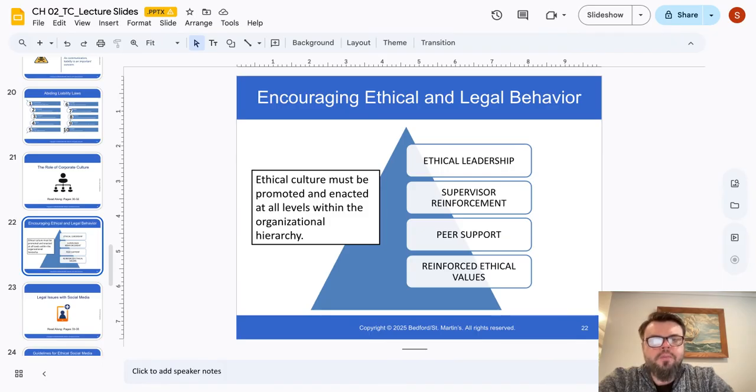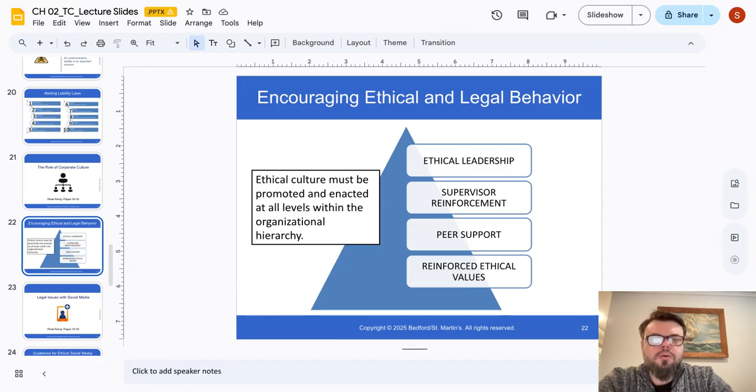At the base of the pyramid are reinforced ethical values, formal policies, codes of conduct, training, and communication that keep ethical expectations visible and consistent. The chapter's point is simple but important. Ethics only work when they're embedded into daily practice. A code of conduct alone is not enough unless it's supported from the top down and reinforced through the organization.